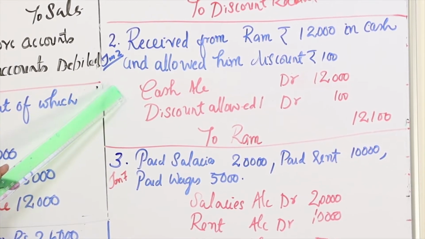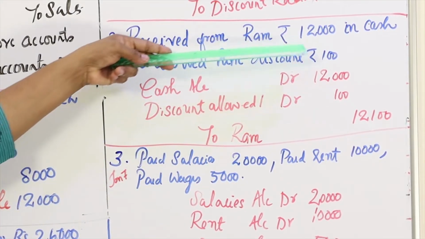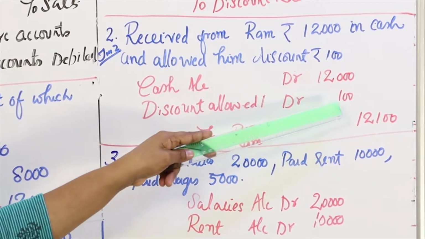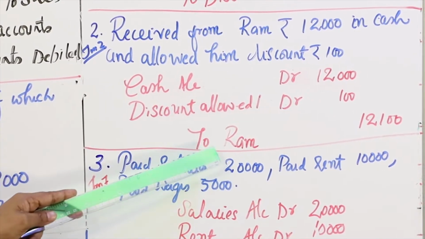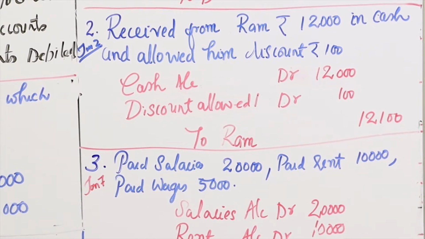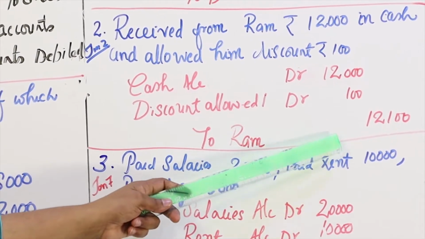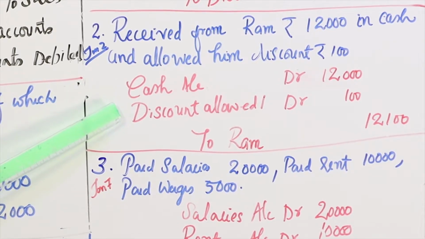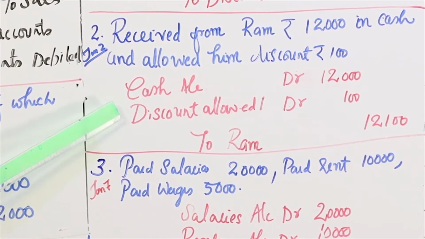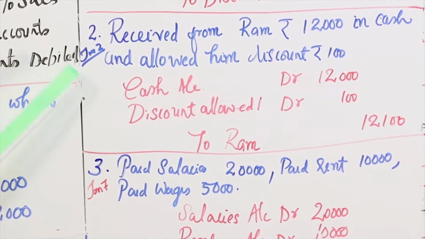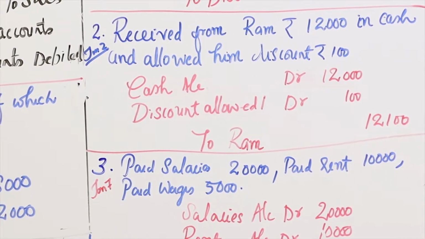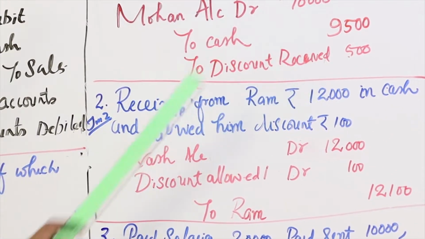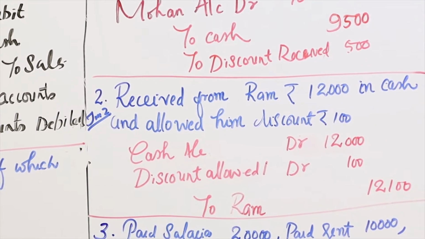Okay, so cash account is debited 12,000 because we are actually receiving 12,000, and discount allowed is debited 100, to Ram 12,100. So total receivable from Ram is 12,100. Out of this, we are receiving 12,000 and we allowed a discount to him, that is 100. So that is discount allowed. Discount received needs to be credited, and discount allowed is debited.